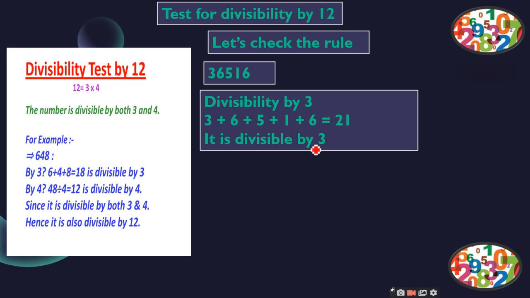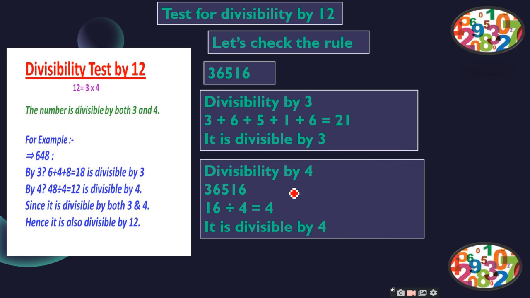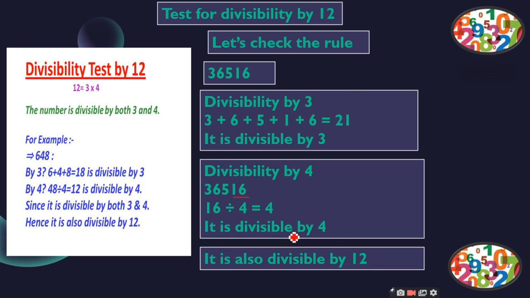So we can check the divisibility for 4. To check the divisibility by 4, we have to see the last two digits. The last two digits are 16. 16 divided by 4 is equal to 4. So it is also divisible by 4. So the whole number is divisible by 12.